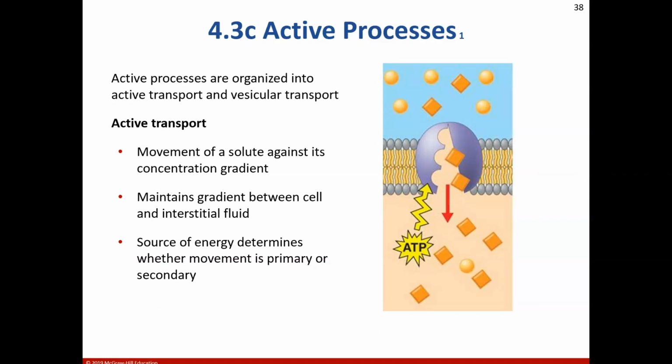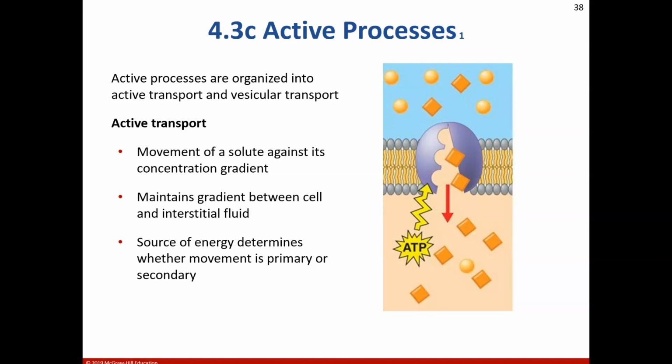So if you remember back to the beginning of this section, we discussed how our active processes are organized into active transport and vesicular transport. Our active transport is going to allow movement of a solute against its concentration gradient. So we're going to go from an area of low concentration into an area of high concentration. And we're going to maintain this gradient between the cell and interstitial fluid. And our source of energy will determine whether this movement is primary or secondary.